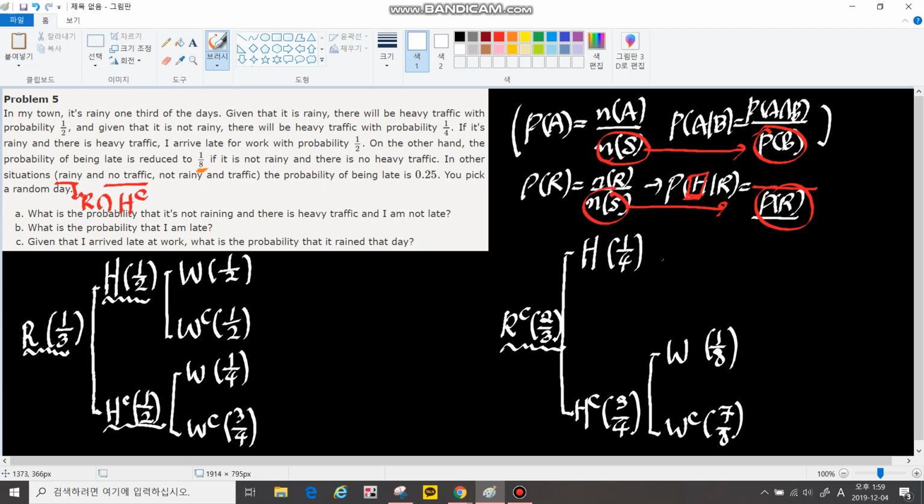Okay? Now, here this first was talking about this one, and the second here, not rainy, which is R complement, and intersection, traffic, H, is over here. And the probability of him being late is again 1 over 4. Therefore, W is 1 over 4, and then W complement is 3 over 4 down here. You understand? So now we completed this tree diagram. So now let's solve the problem.